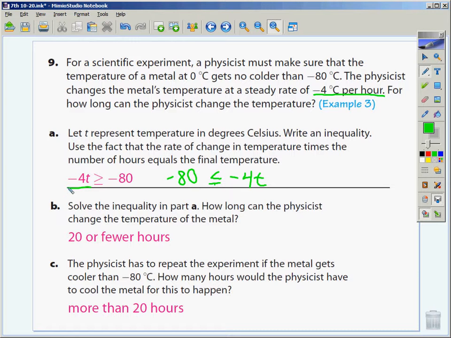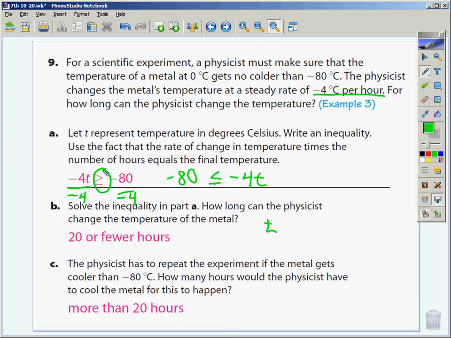Anybody? How would I solve that inequality? What's happening to the t? And how do I get rid of multiplication? What would I divide by? Negative 4. If I divide both sides by a negative 4, it's going to give me t.